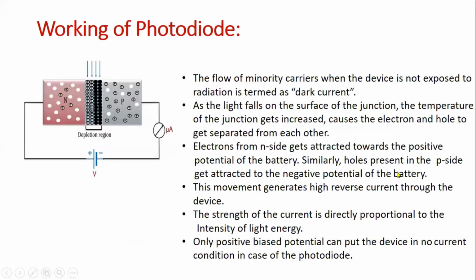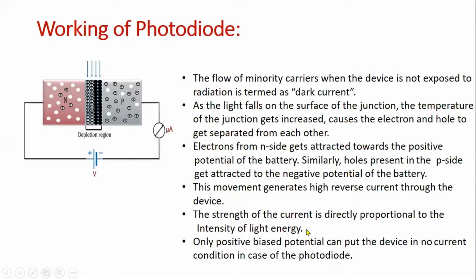As for the working of the photodiode, the flow of charge carriers when the device is not exposed to radiation is called dark current. Dark current means there is a slight flow of charges. As light falls on the surface of the junction, the temperature of the junction increases, causing electrons and holes to get separated from each other, so we get more electrons there. Electrons from the N side get attracted towards the P side, and similarly holes in the P side get attracted towards the N side. This movement of electrons and holes generates a high reverse current through the device.